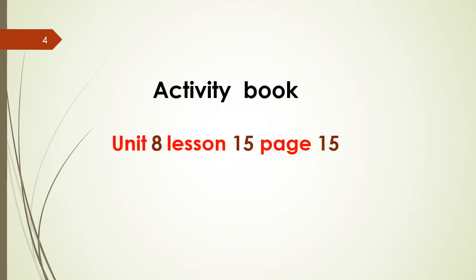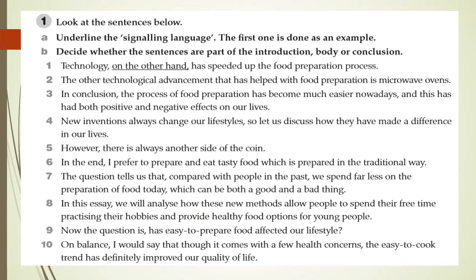Let's start with the activity book, page 15. Here you have sentences. We need to underline the signaling language. It means the words that give you a key, that help you to understand what's happening in the sentence. The first one is done as an example. So we are going to read the sentences and find out the signaling language. Keywords in each sentence help you to understand what's going on.